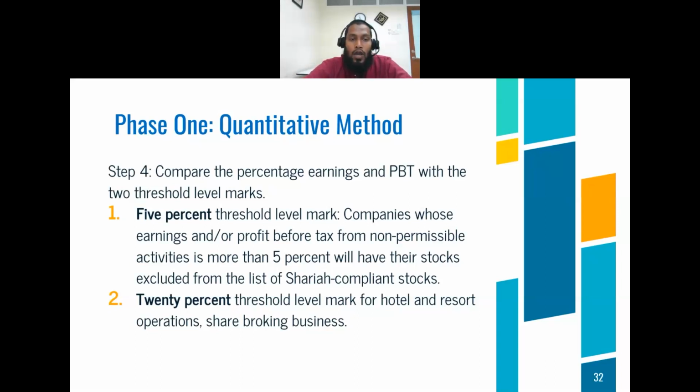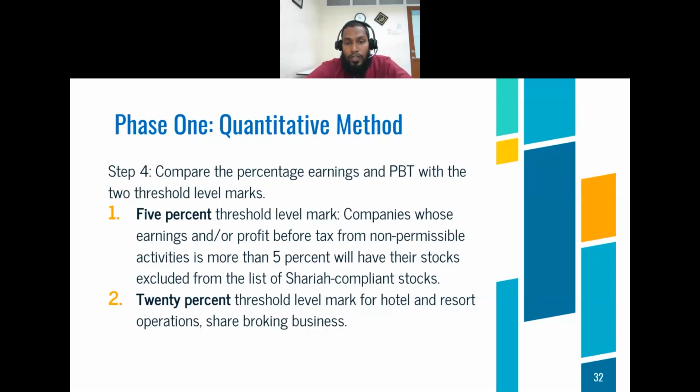So companies whose earnings, meaning profit before tax or total revenue, from non-permissible activities is more than 5% will have their stocks excluded from the list of Sharia compliant shares. So 5% is fine, but if more than 5%, it will be excluded. And then there is also 20%.